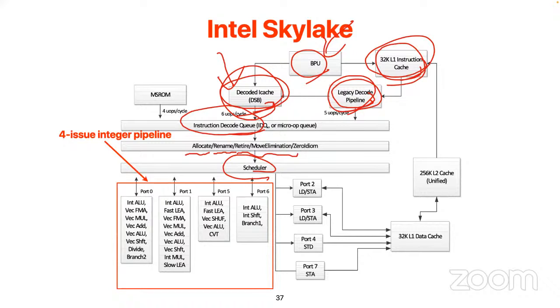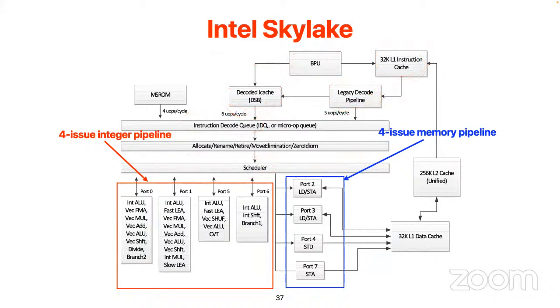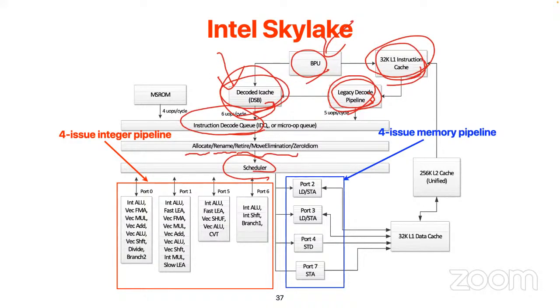Looking at the pipeline, it has a 4-issue integer pipeline and a 4-issue memory pipeline. So in the most optimal case, you're able to issue 8 instructions in total in an Intel processor. You can imagine your CPI: if you only have integer instructions, it could be 1/4 in the optimal case. If you only have memory operations, it could be 1/4 in the optimal case. If you have both memory instructions and integer instructions, then it will be 1/8. This is the minimum CPI you can achieve on this processor.